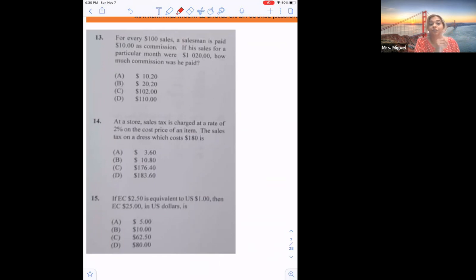For every $100 sales, what is the question? For every $100 sales, a salesman is paid $10. So you have to find out how many hundreds are there in 1,020.